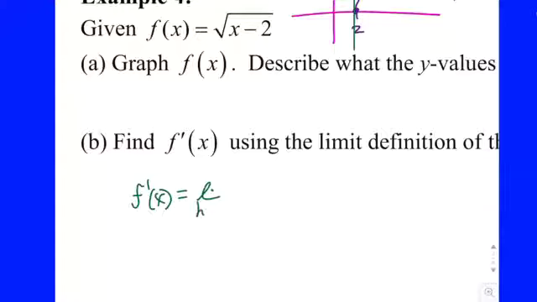f prime of x is the limit as h goes to 0 of f of x plus h minus f of x all over h. There's your setup. If you do that every single time, you'll reinforce that. Okay?